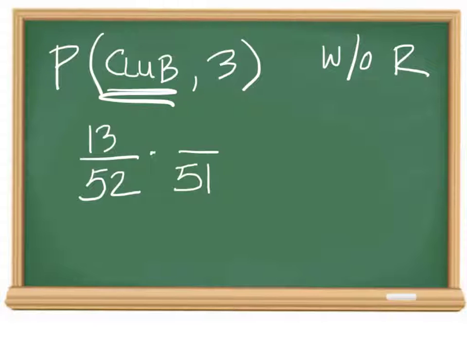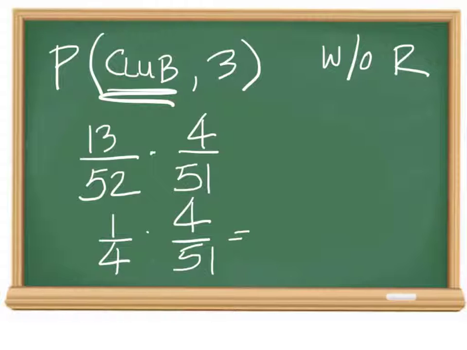And how many 3s are there? There would be 4. So you would still reduce this to 1 over 4 for the 13 over 52, but 4 over 51 can't be reduced. So you just have to multiply straight across to get 4 over 204. Oh, we can cancel out. I just noticed that. There and there, you can cancel that out and come up with a 1 over 51.